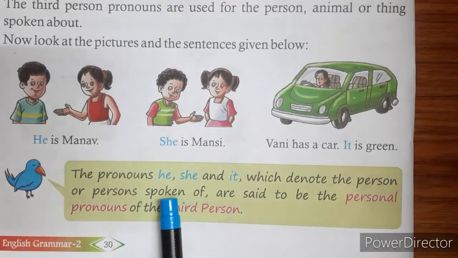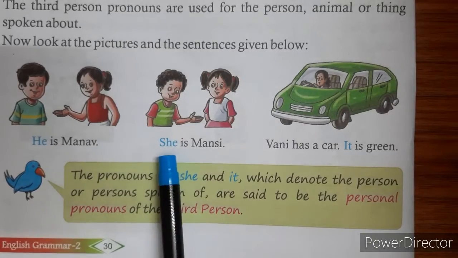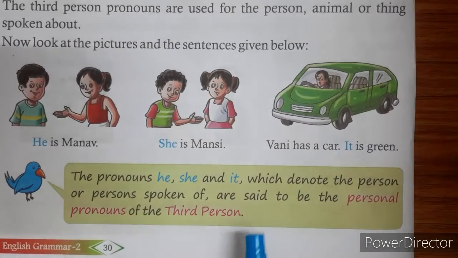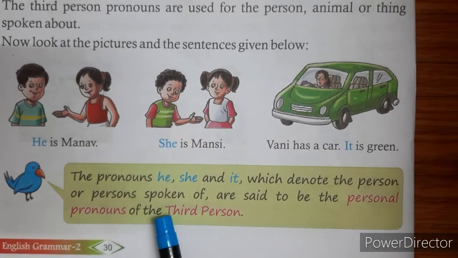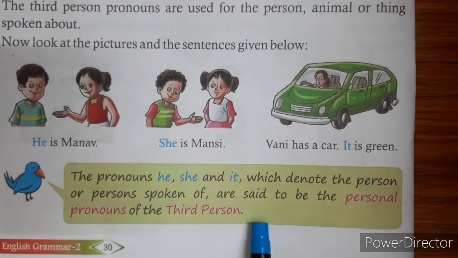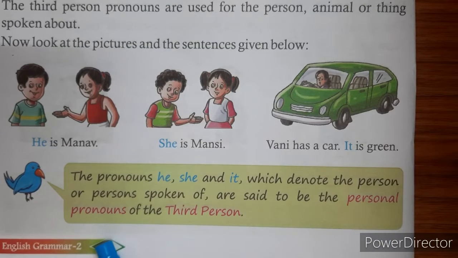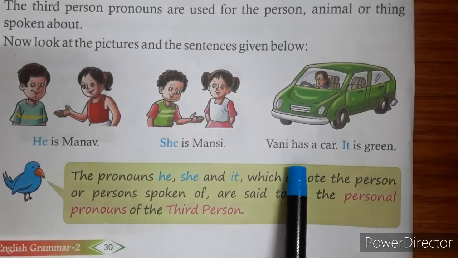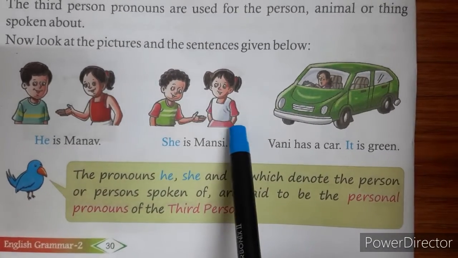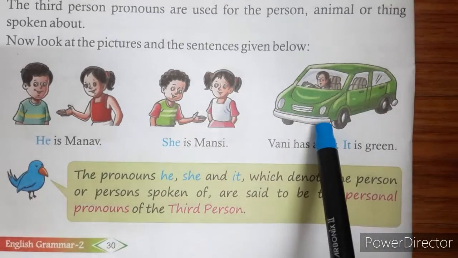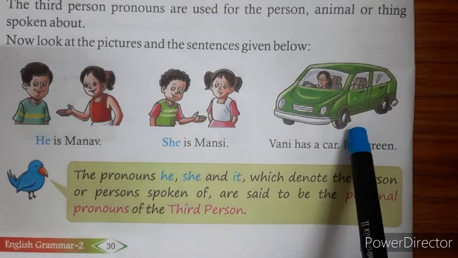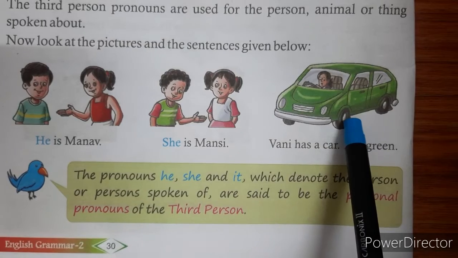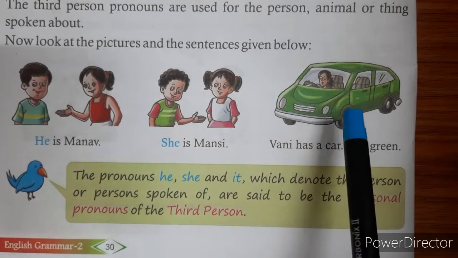The pronouns he, she and it, which denote the person or persons spoken of, are said to be the personal pronouns of the third person. So, whenever we speak about some person, about a thing, or about some animal, then it is said to be pronouns of the third person.